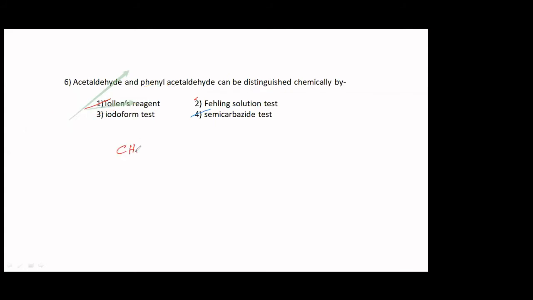Acetaldehyde is CH3CHO. Phenyl acetaldehyde will have one phenyl group, C6H5CH2CHO. Why can't it give a Tollens reagent test? It can give, no? Semicarbazide also it gives because both of them are aldehydes. React with iodine and potassium hydroxide, the iodoform test is the correct one.